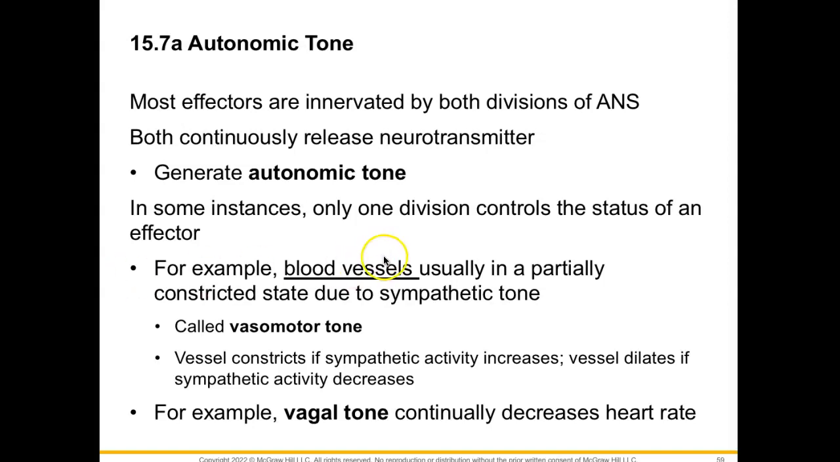So a great example of this would be our blood vessels. They are in a state of partial constriction due to sympathetic tone. Specific to our blood vessels, we call this vasomotor tone. The vessel is going to constrict, or that lumen will become smaller, if our sympathetic activity is increasing.